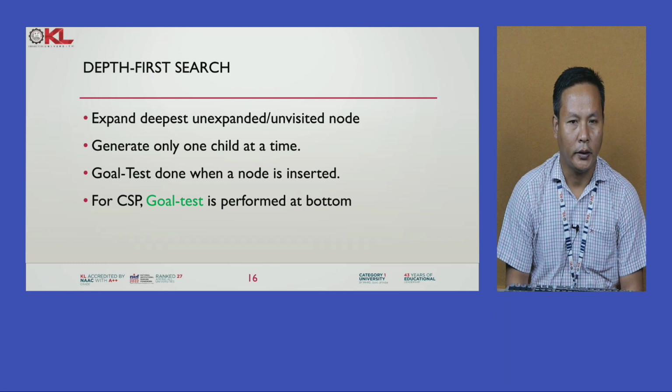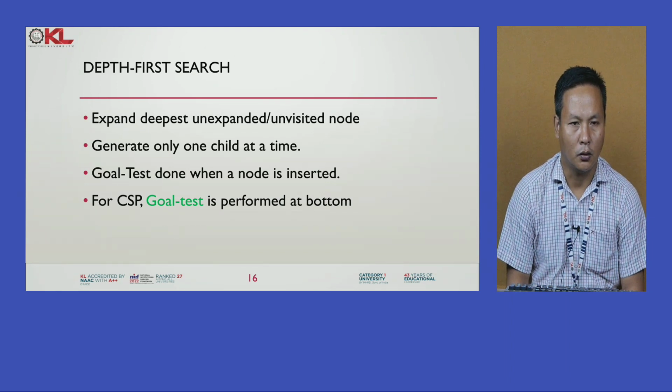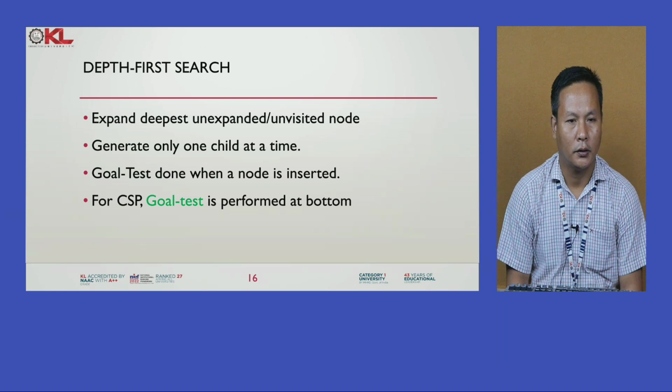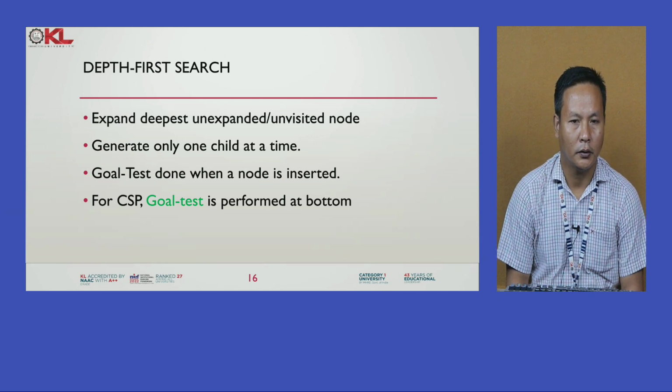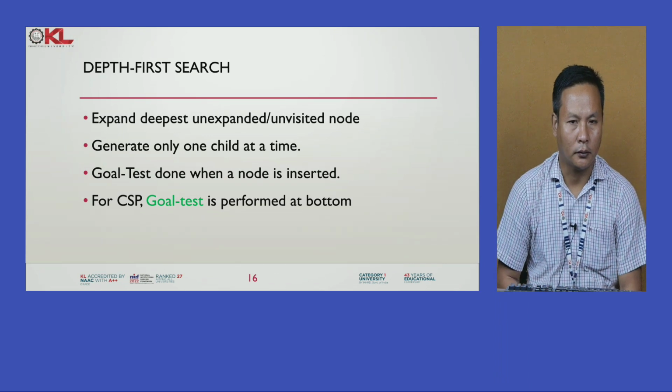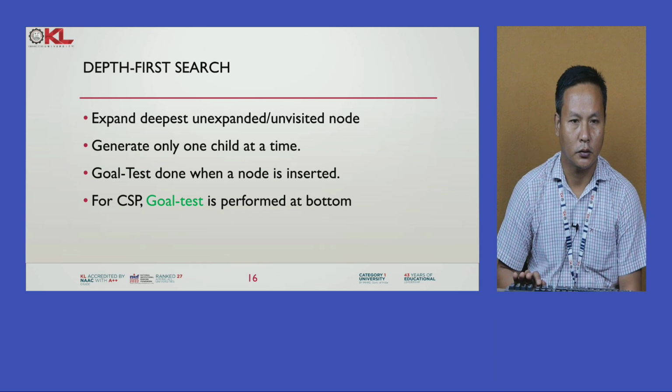The goal test is done when a node is inserted. Whenever a node is inserted in the graph, we have to perform the goal test. For the CSP problem, the goal test is performed at the bottom, at the last level, to give the solution. Let us move to the next slide.